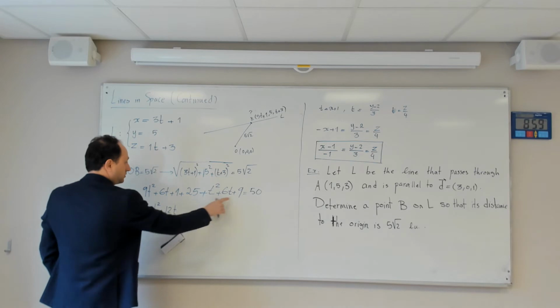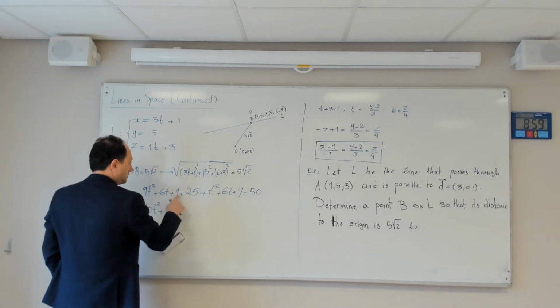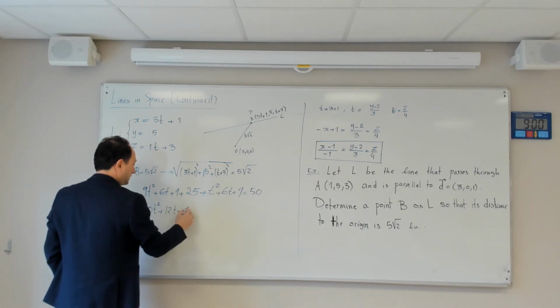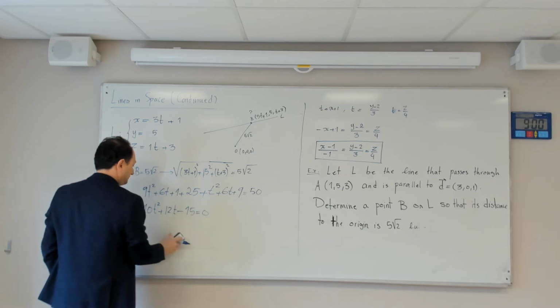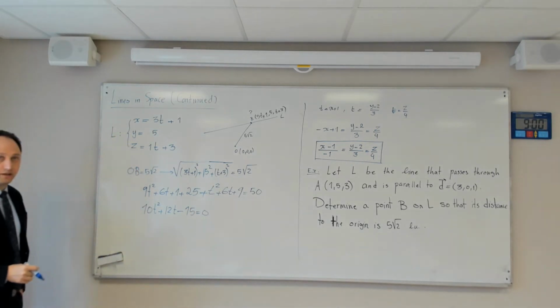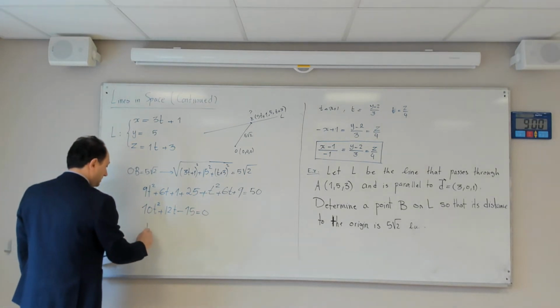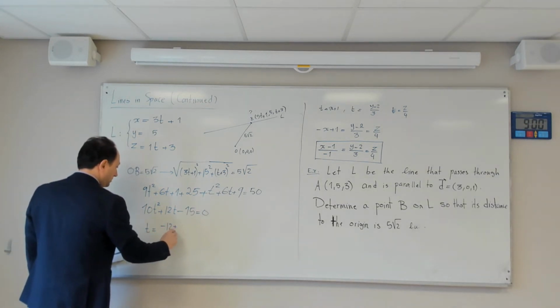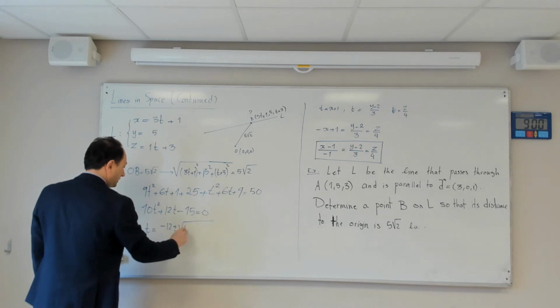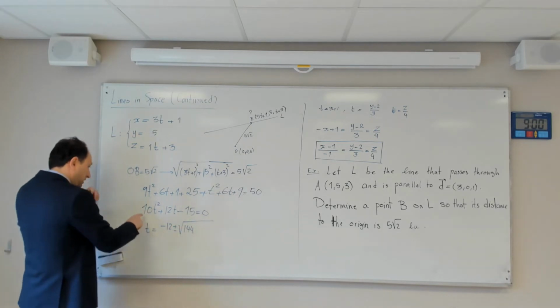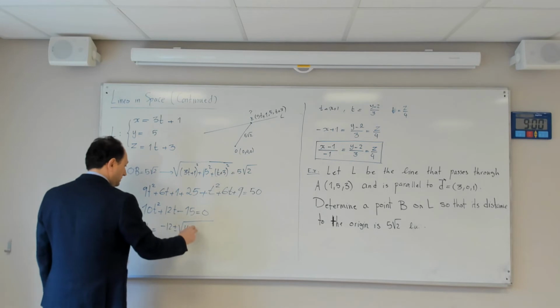So this is 10, 35 minus 15. Yeah? And I start solving this equation. So this t is minus 12 plus or minus this number to power 2, 144 minus 4 times this, that is plus 600.